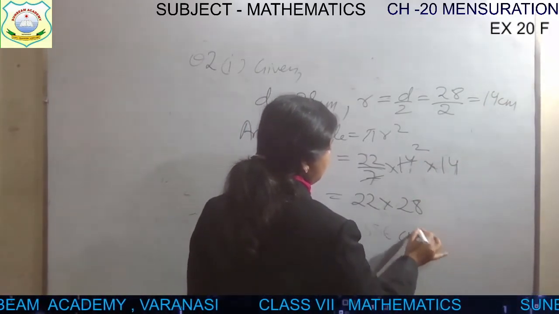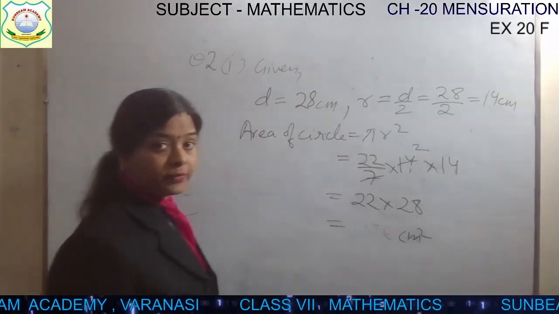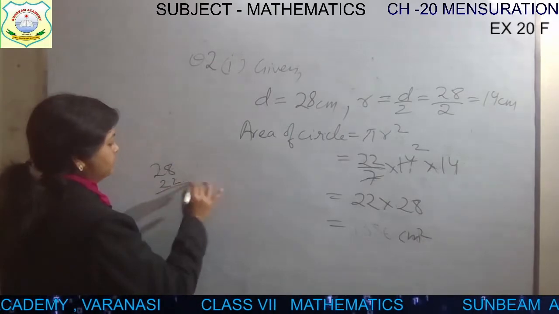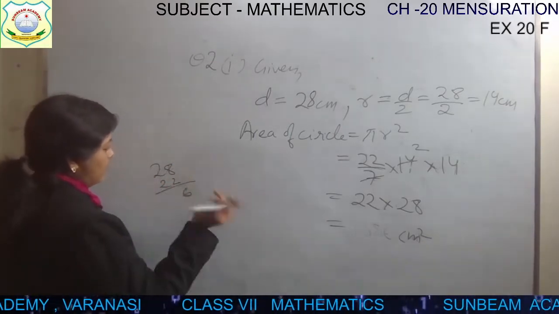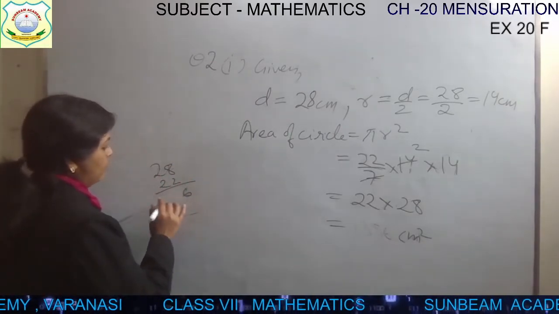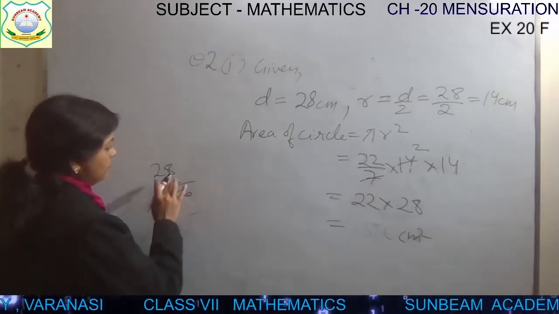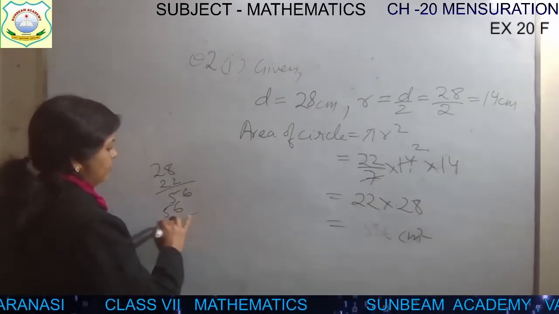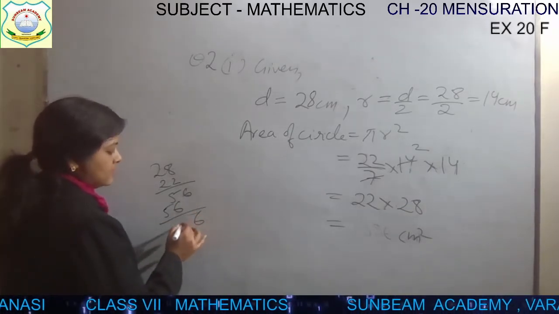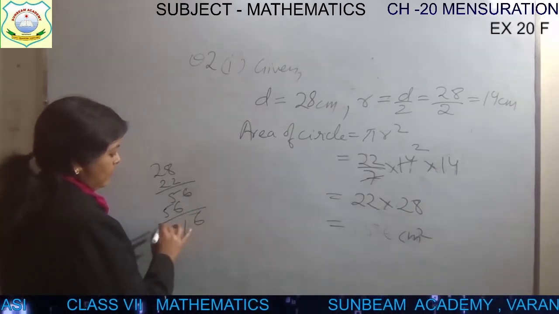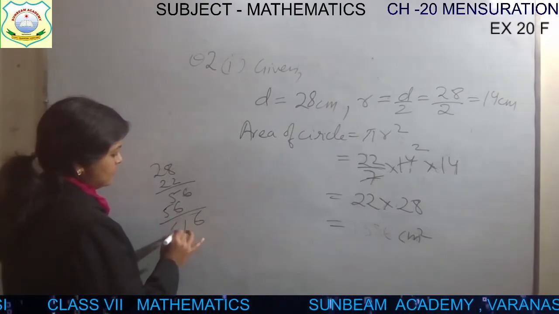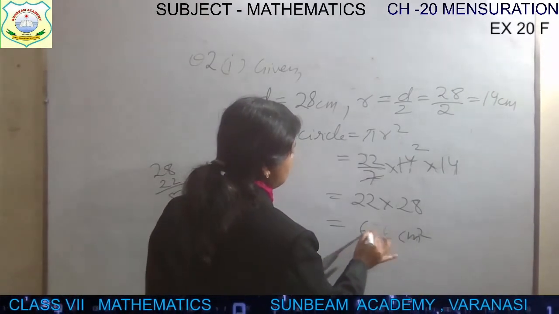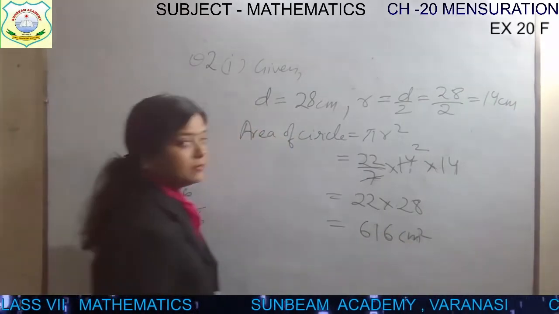And it will also come in centimeter square. So let's do the calculation. 28 into 22. 8 twos are 16, 1 is left. 2 twos are 4, plus 1, 5. So this is 6, 5 plus 6 is 11, and this will be 5 plus 1, 6. So 6 1 6, 616 centimeter square.